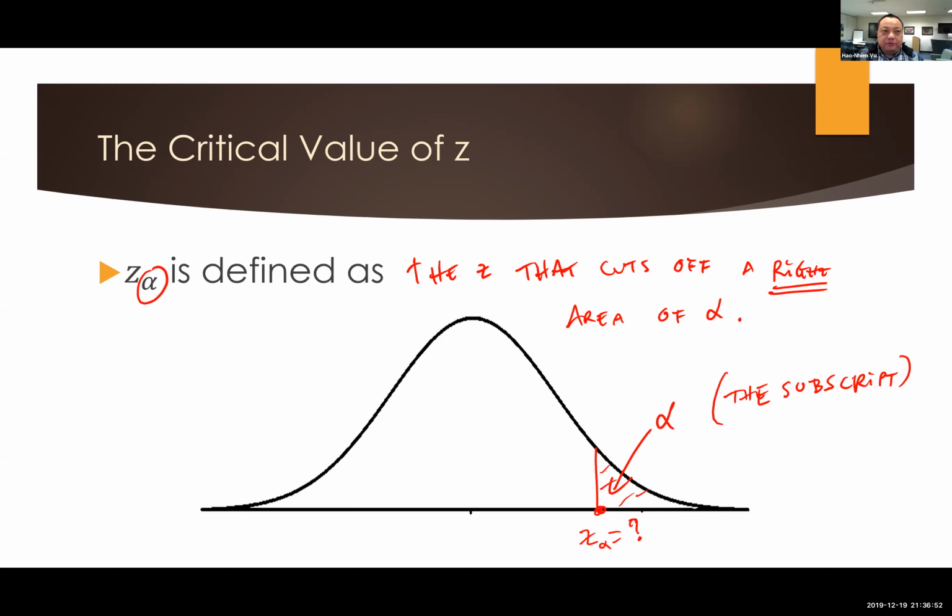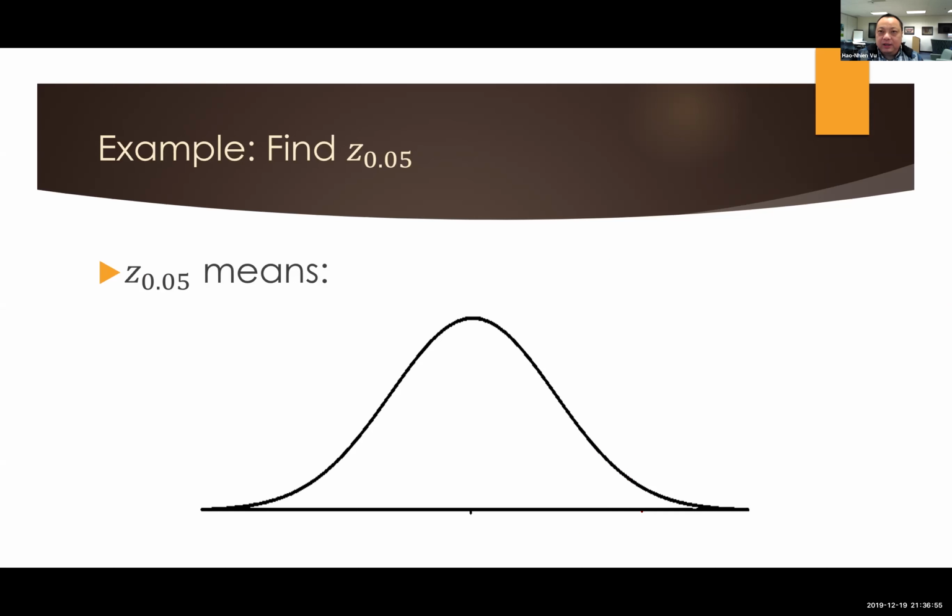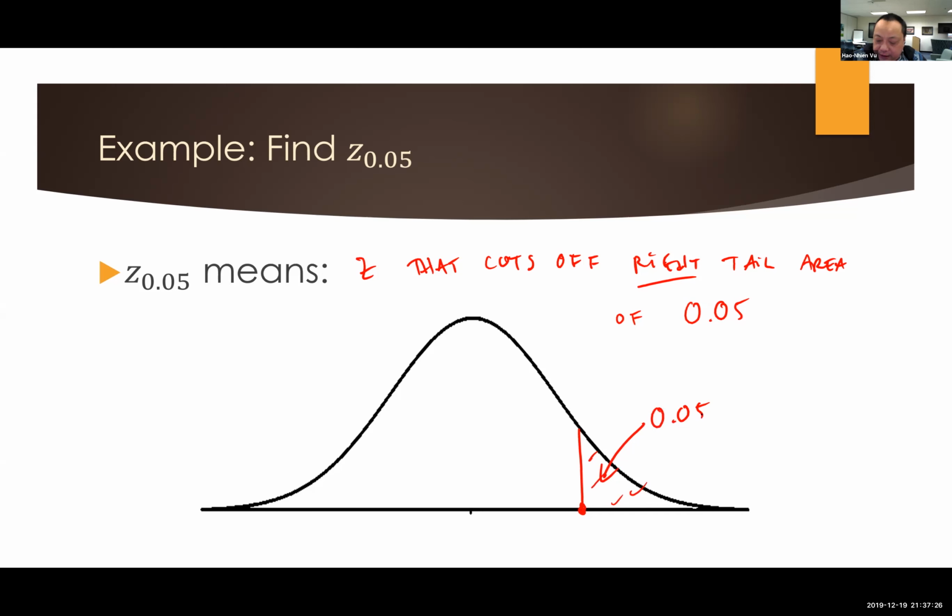All right, so specifically, let's do one specific example. Z subscript 0.05 means the z that cuts off the right tail of whatever number is in the subscript. And the number here is 0.05, so we're going to put 0.05. So that's the right tail that we cut off. The area of it is 0.05. And the number that we're looking for, z with the subscript 0.05, is this question mark.